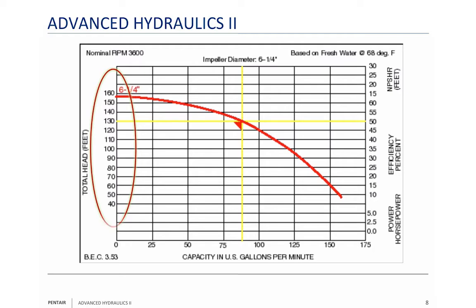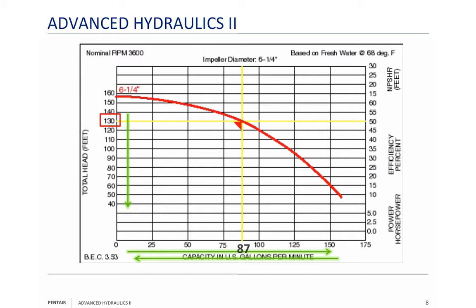We chose a rate of 87 gallons a minute. You'll see why we did in just a little bit here. Our head is going to be 130 feet. Okay? So as your flow goes up, your head comes down. As your flow goes down, your head goes up. That's the way a pump curve works.